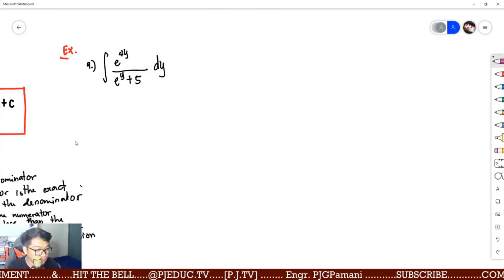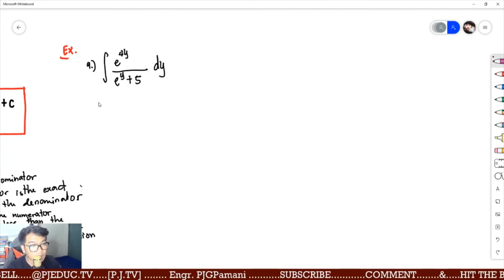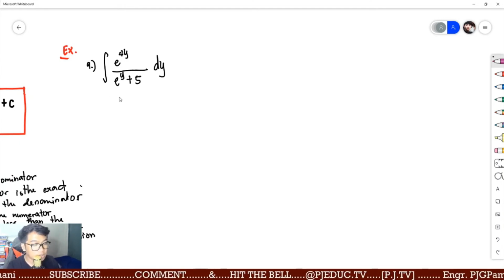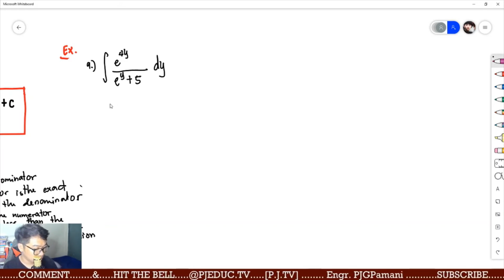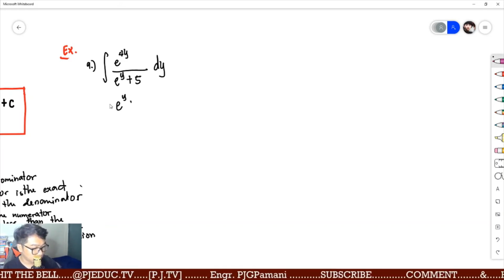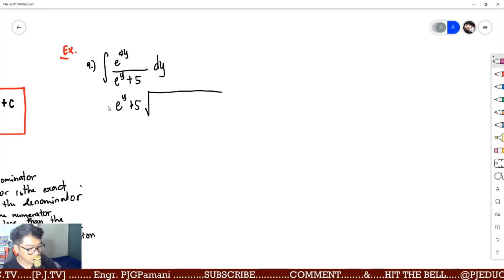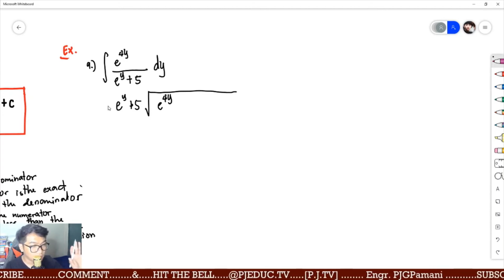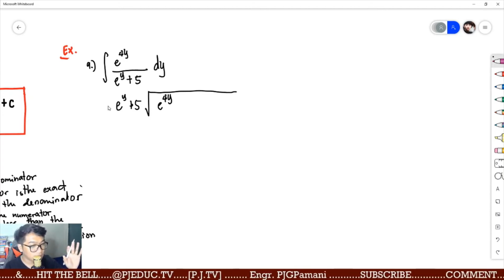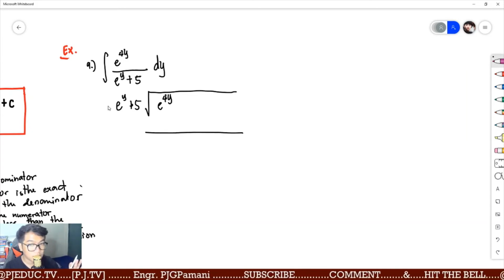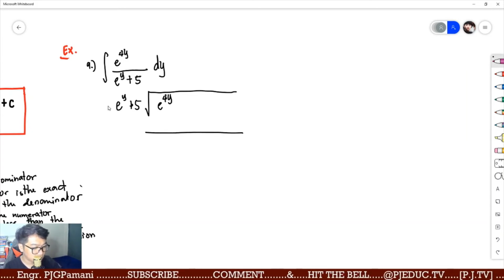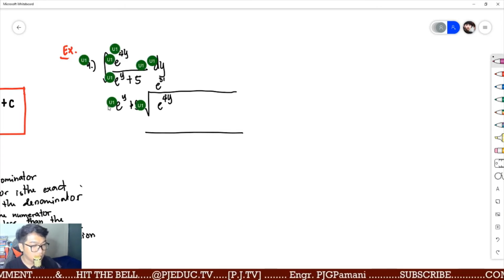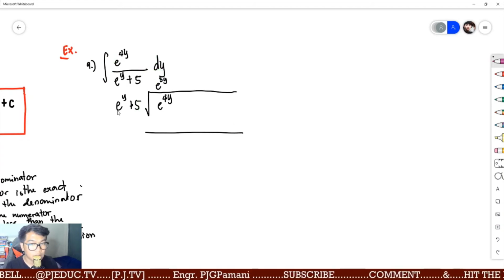Dapat mas mataas yung degree ni denominator kaysa kay numerator. Pag hindi, proceed tayo sa division. So with that said, that is e raised to y plus 5 into e raised to 4y. Anong gagamitin nating multiplier to cancel out e raised to 4y? That is e raised to ilan? 3y.